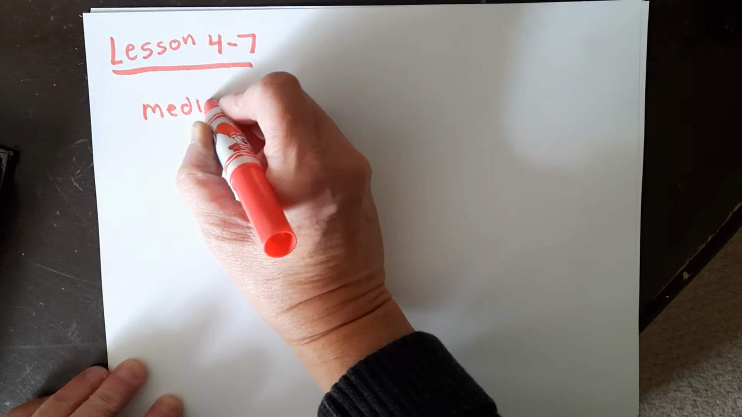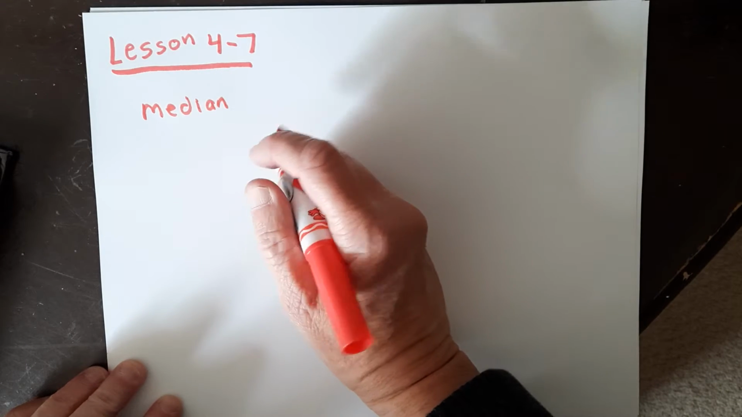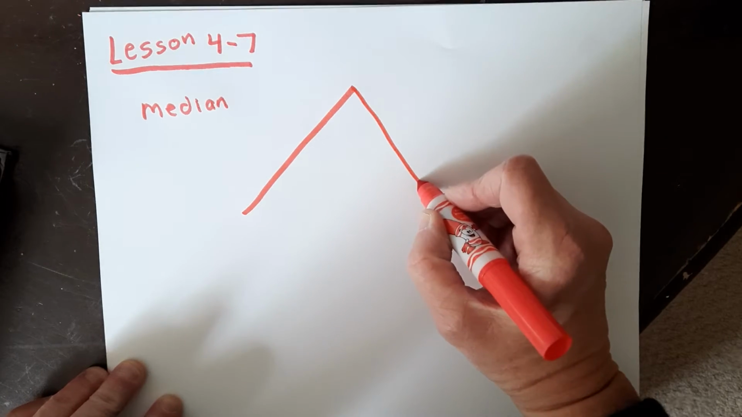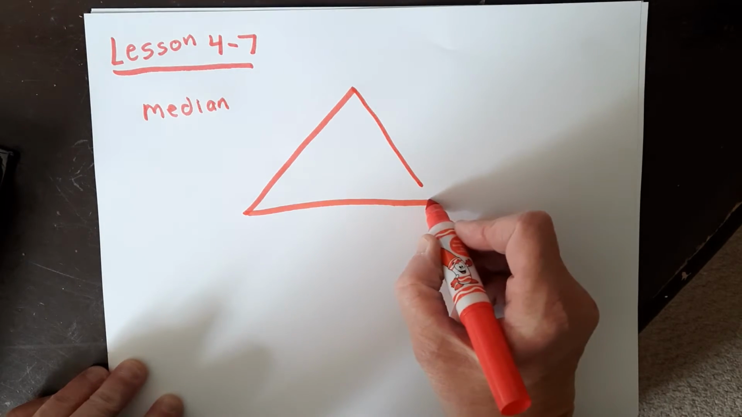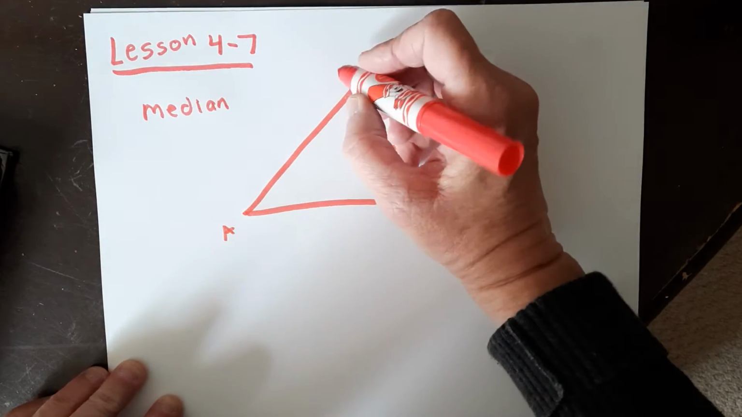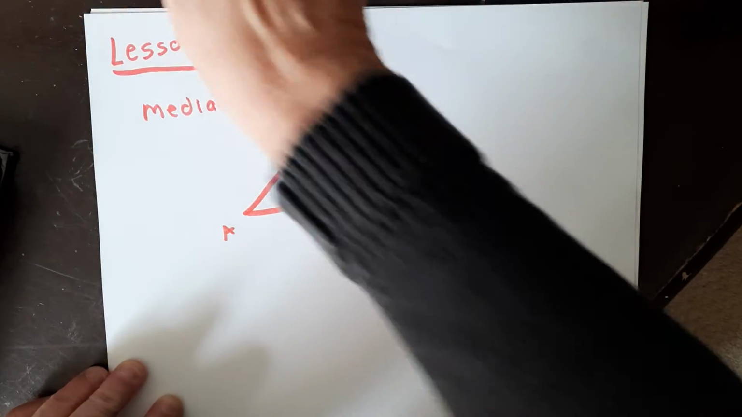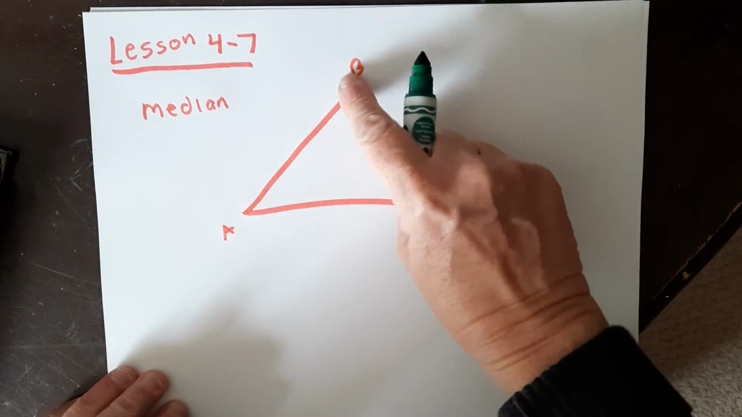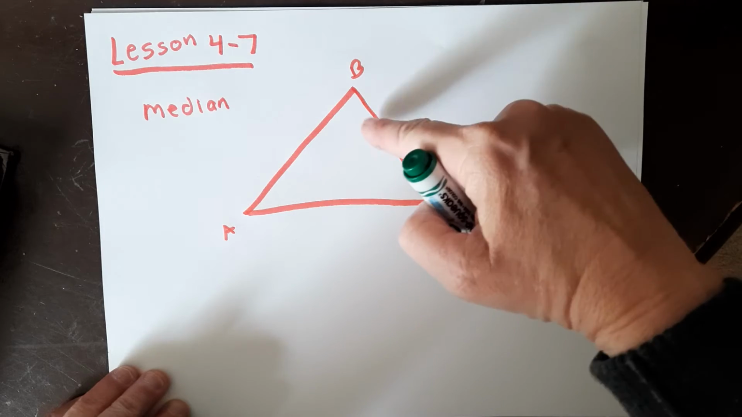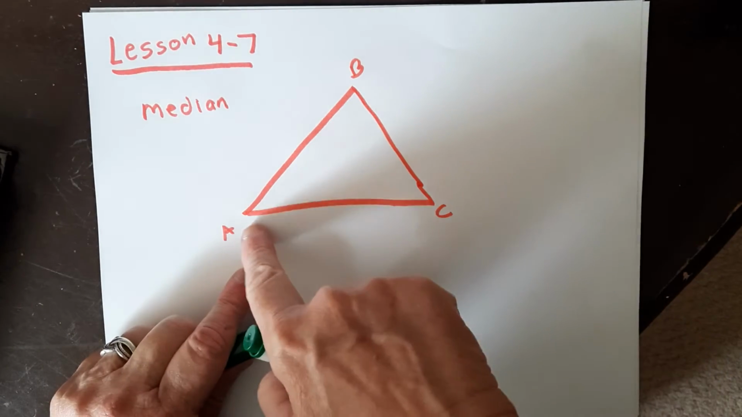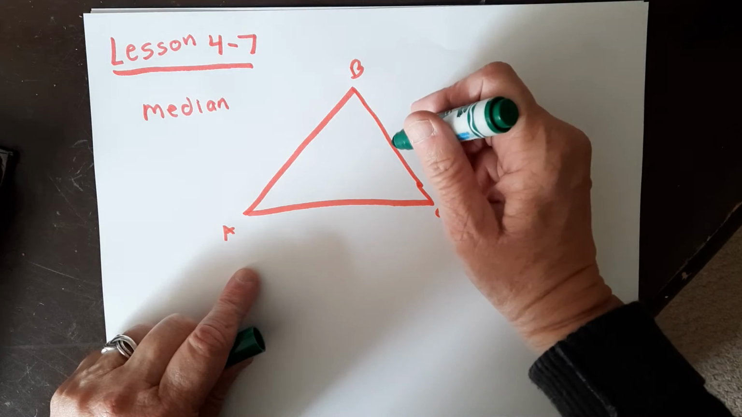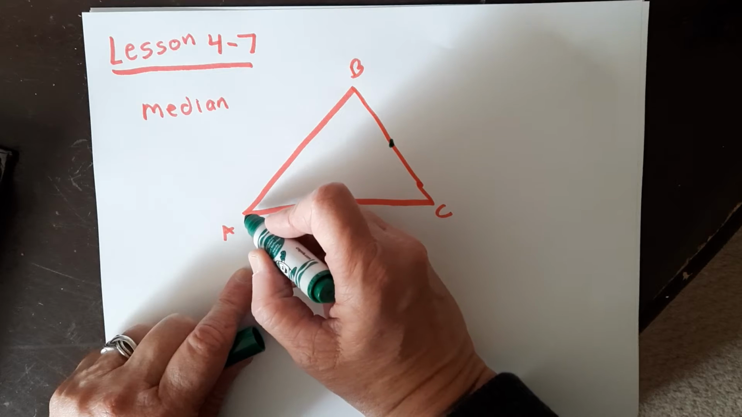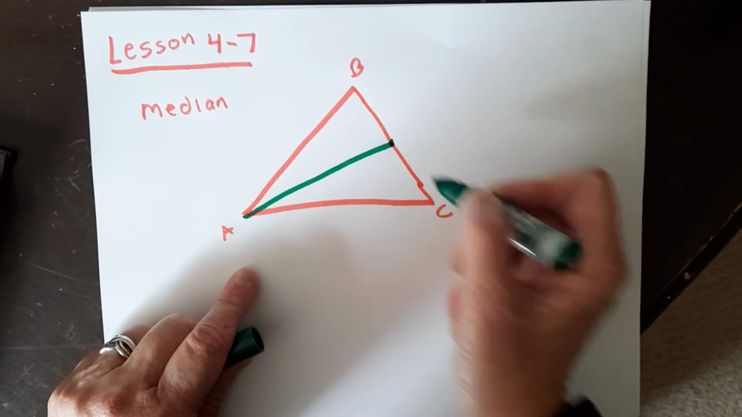The median of a triangle is a segment from a vertex to the midpoint of the opposite side. And all that means is, if we have this triangle labeled A, B, C, then the median of that triangle would be from a vertex, which just means a corner. So this one, or this one, from a vertex to the midpoint of its opposite side. So if we choose to find the median from A, we'd have to find the midpoint of BC, the point in which it's divided in half, and draw the median from there.